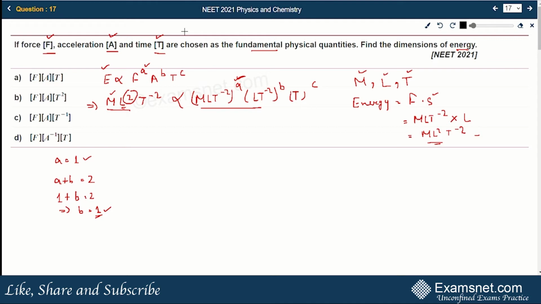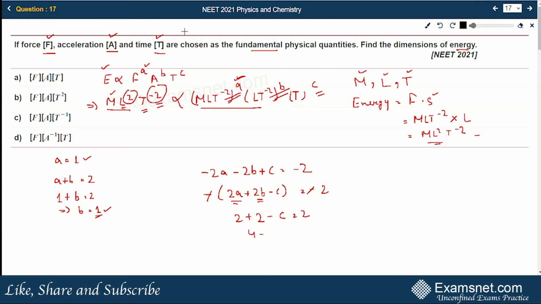Now we have to find out c. So what is the power of time this side? Minus 2. Okay, so this side the total power of T we have to find out. It should also be equal to minus 2. Okay, that means T has the power minus 2a at this place and minus 2b at this place and c here. So the total will be equal to minus 2. That means minus 2a minus 2b plus c will be equal to minus 2. Here if we take out the minus sign outside, then we'll get 2a plus 2b minus c equal to 2. So minus minus cancelled. Here the value of a is 1, that means 2 into 1 is 2, plus the value of b is also 1, so 2 into 1 is 2, minus c will be equal to 2. So 4 minus c equals 2, then the value of c will be 4 minus 2, that is 2.